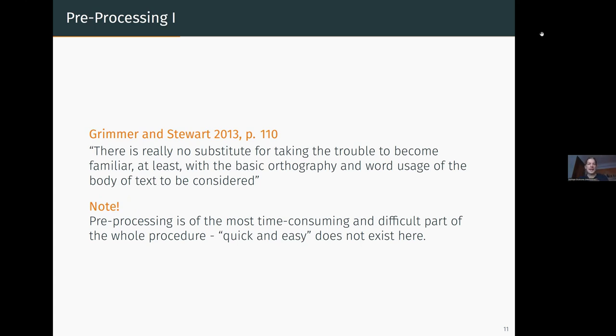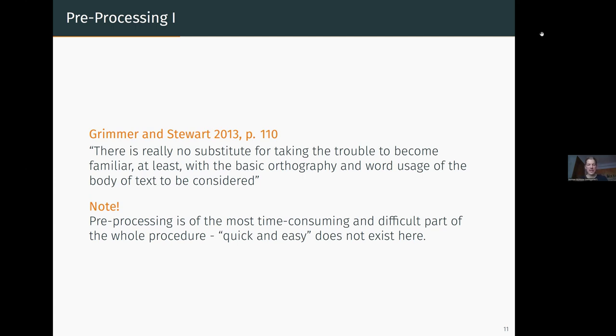And the reason I say this is that if you do text analysis, one of the things that people like to do is just take a data set and run something on it. However, like Grimmer and Stewart already noted in 2013 and later on also reiterated in the latest book, there is really no good substitute for taking the trouble to become familiar at least with the basic orthography and word usage of the body of text to be considered.